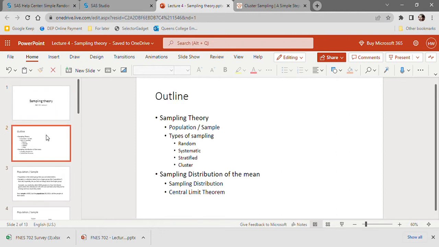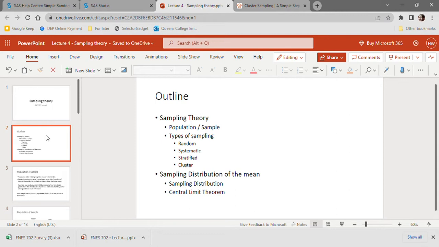So to go over the outline today, we're going to go over key terms. We're going to talk about what a population is and how we define a population, what a sample is and how that's defined. Then we're going to go over certain types of methods, the different ways that we can sample from a population, right? We're going to go over random sampling, systematic sampling, stratified sampling, and clustered sampling.